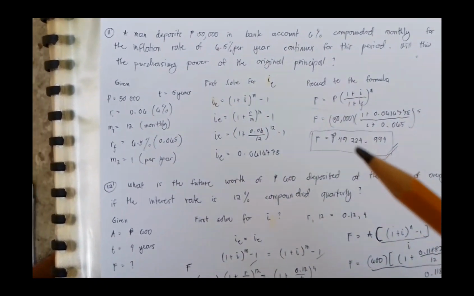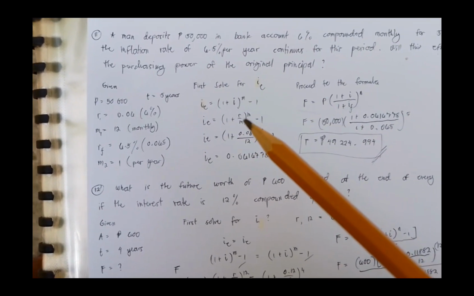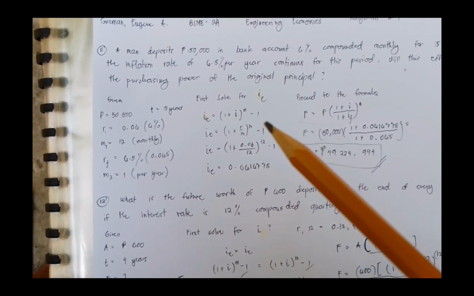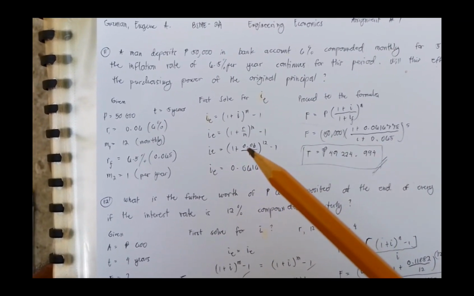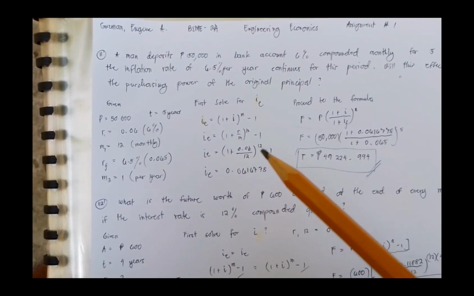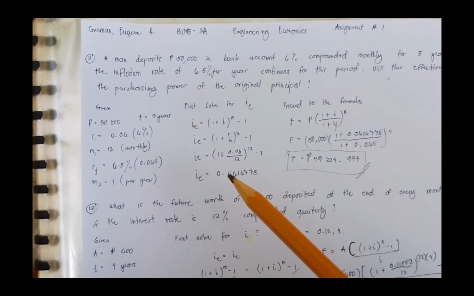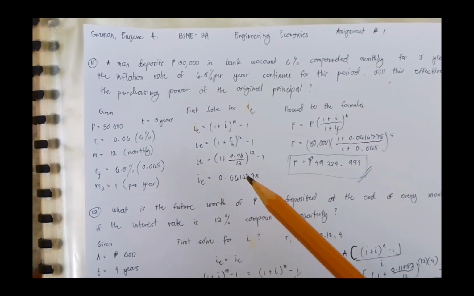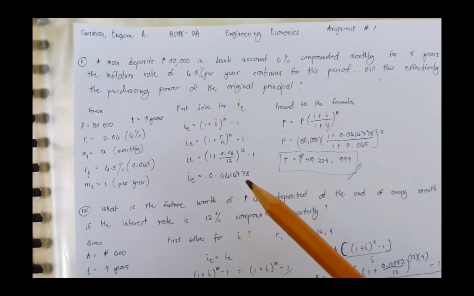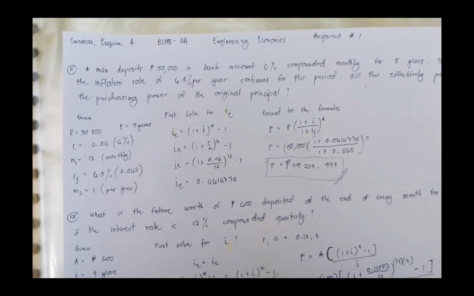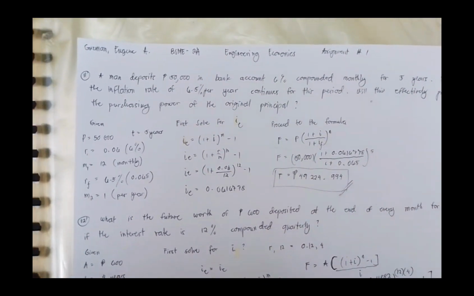So simply substitute 1 plus I, a quantity of 1 plus I raised to I minus 1, and 1 plus 0.06 over 12, then raised to 12 minus 1. So we could get our effective rate is 0.061677.8, or 6.something percent per year. Now, okay, it's per year already.